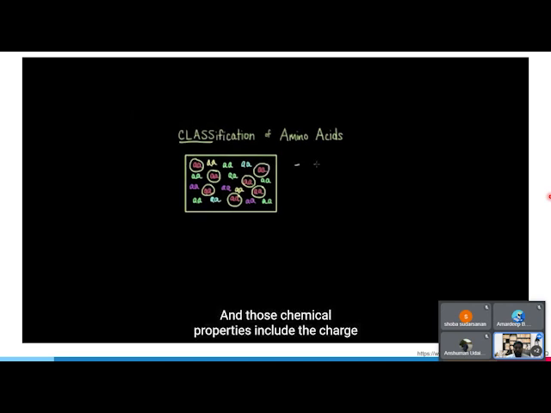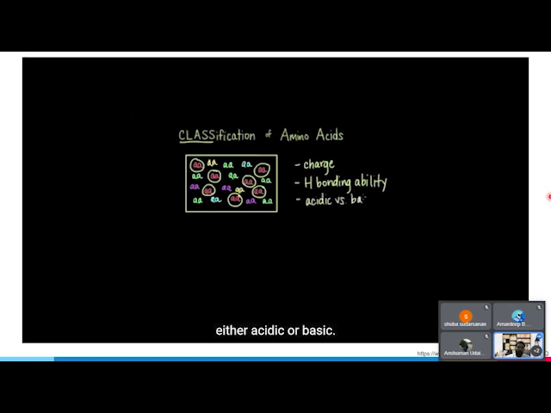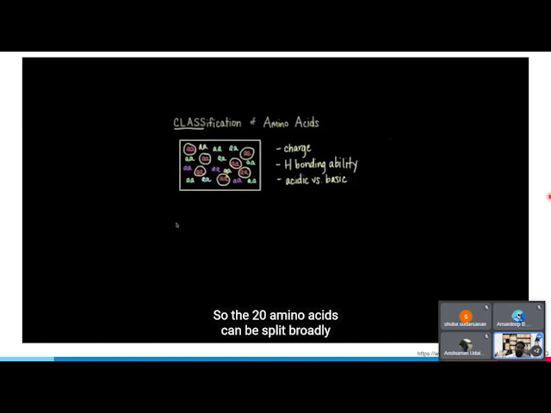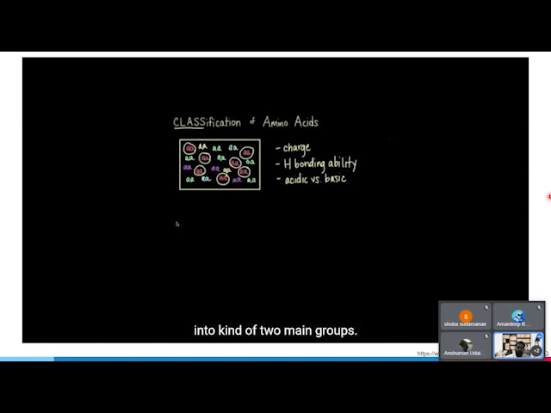Those chemical properties include the charge of the side chain, the ability of the side chain to undergo hydrogen bonding, and also whether we can classify that side chain as being either acidic or basic. So the 20 amino acids can be split broadly into two main groups. The first group includes the nonpolar amino acids, and the second group includes the polar ones. The nonpolar amino acids can also be thought of as the hydrophobic or water-fearing amino acids. And conversely, you have the polar ones, which can be considered hydrophilic, meaning water-loving.